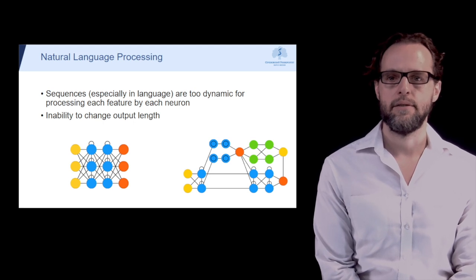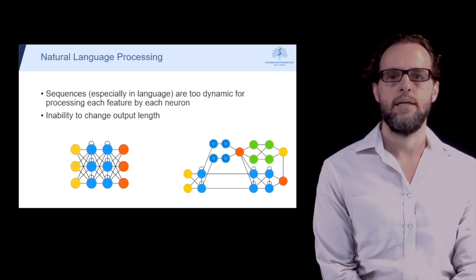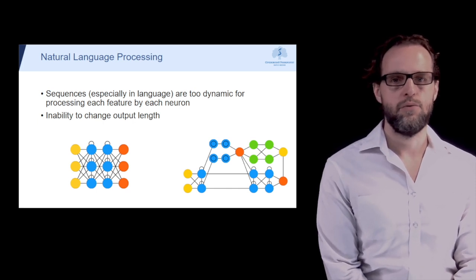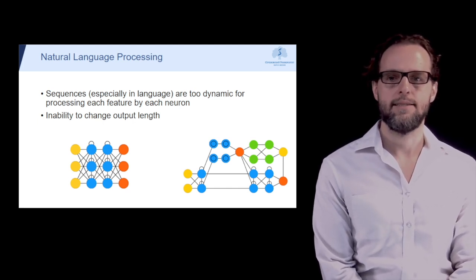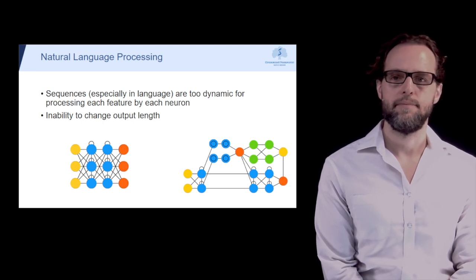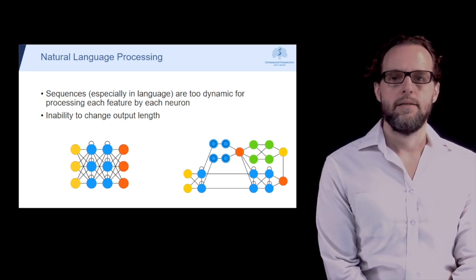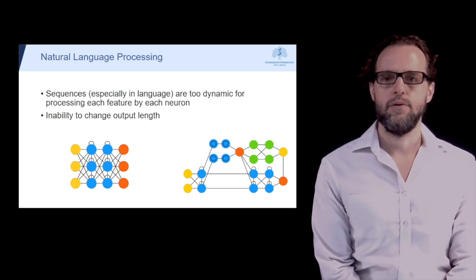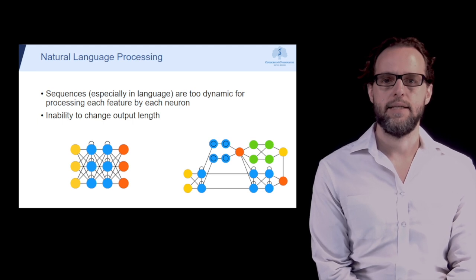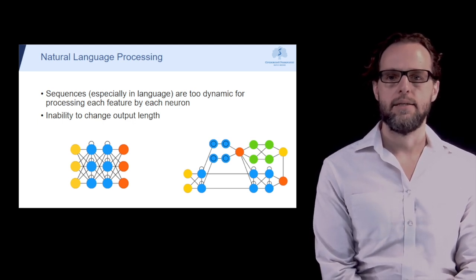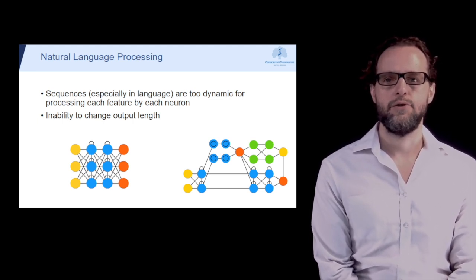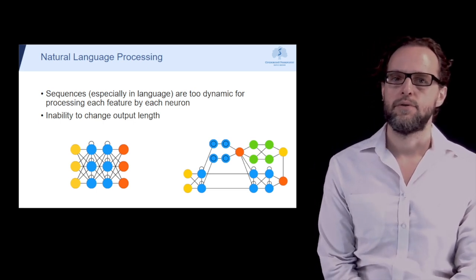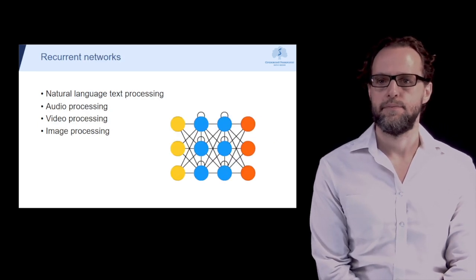Sequences, especially in language, are too dynamic for this. Lack of ability to change input length is a common problem. The last layer of deep neural networks always produces a fixed size output. Currently, there are two main architectures used for NLP: recurrent neural networks and transformers.